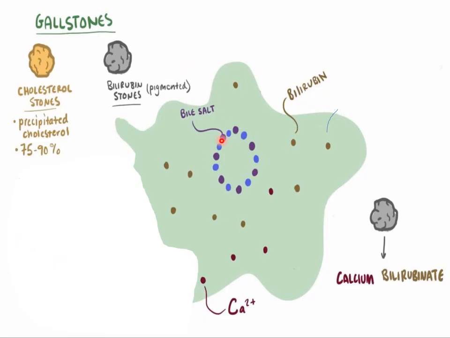So now gallstones can be cholesterol stones or pigmented stones. So this is the stone, and these are the outliers now. Previously, it was cholesterol, bile salts, and lecithin. Now, your bilirubin and your calcium salts, they will all happily hitchhike onto the stone now.